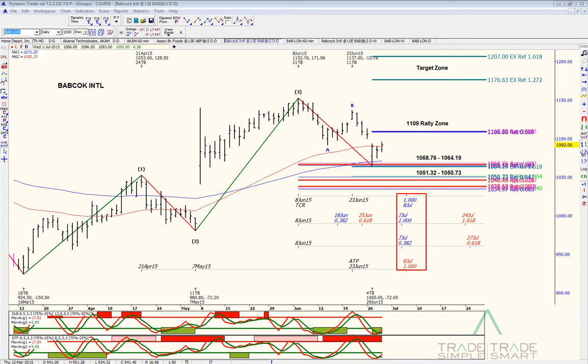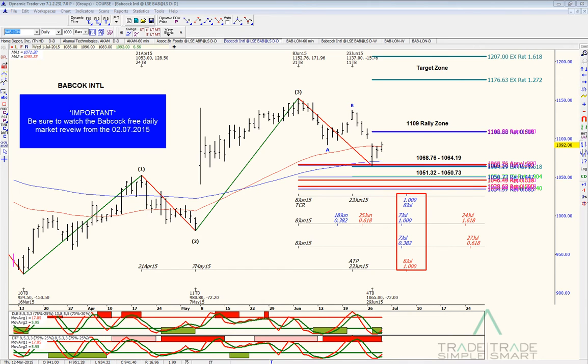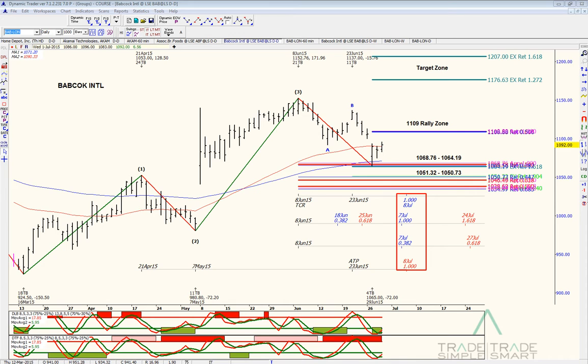It is Tuesday the 14th of July, and today we're going to return to a previous stock we had looked at, which is Babcock International. Now, back on the 2nd of July, we identified an ABCD pattern in Babcock, which began on the 8th of June.